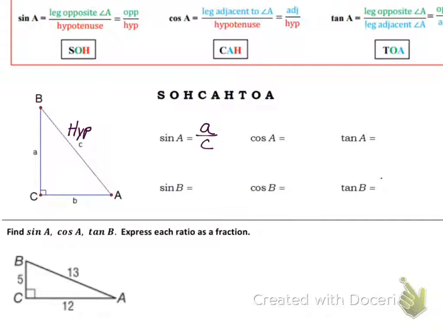So that's my hypotenuse. All right, let's go to cosine. Cosine is our CAH, SOHCAHTOA. So that's adjacent over hypotenuse. If I find angle A, my adjacent is b.